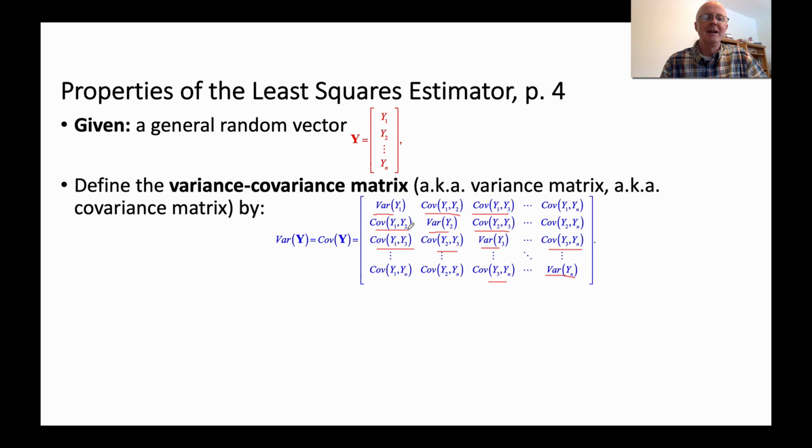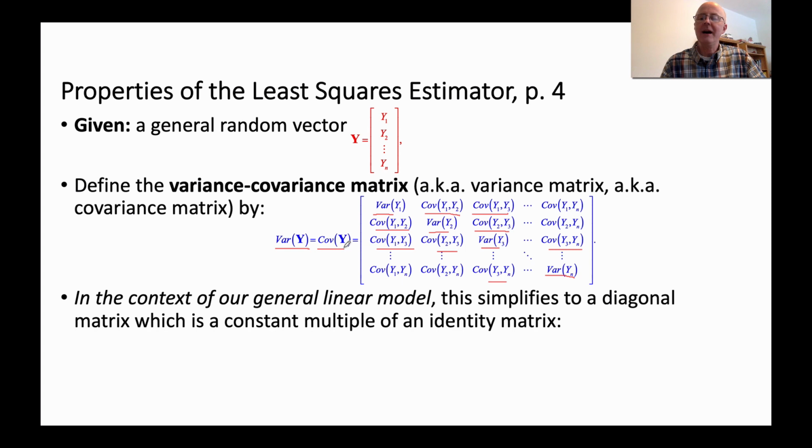We'll use both words. We will use the variance notation for it, again, because that's what our textbook does, though you can find online some people call it covariance of Y. Don't let it bother you that different people use inconsistent notation and terminology. It's the idea that's important. Just realize that happens sometimes. There can be inconsistencies. In the context of our general linear model, this simplifies quite nicely to a diagonal matrix, in fact, a constant multiple of the identity matrix. All the covariances of the distinct y's are 0 because we're assuming those are independent of each other.